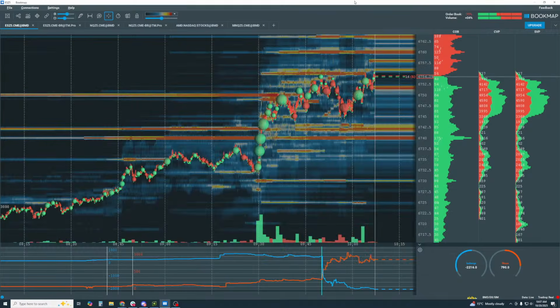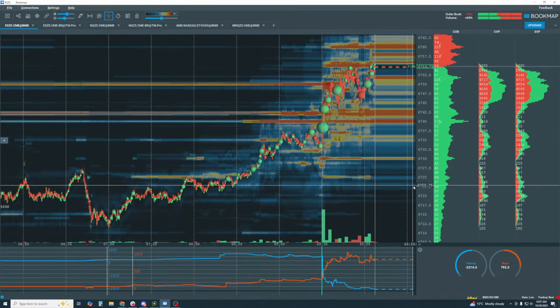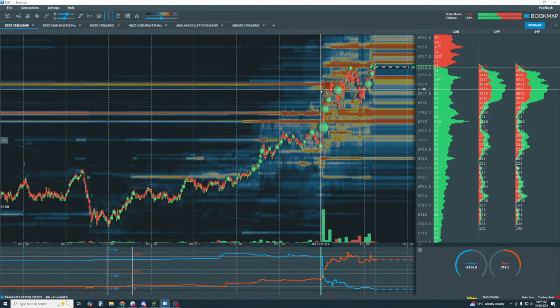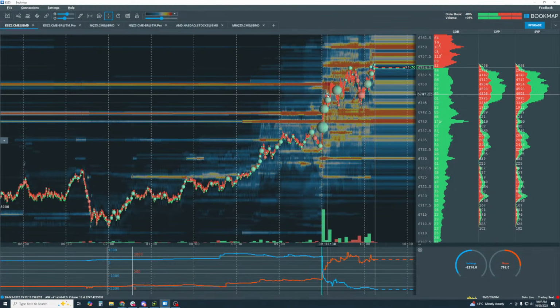All right, let's jump in. Let's take a look at the S&P and look at that right at 9:30. Boom. Right to the upside here in the S&P. Also the NASDAQ.